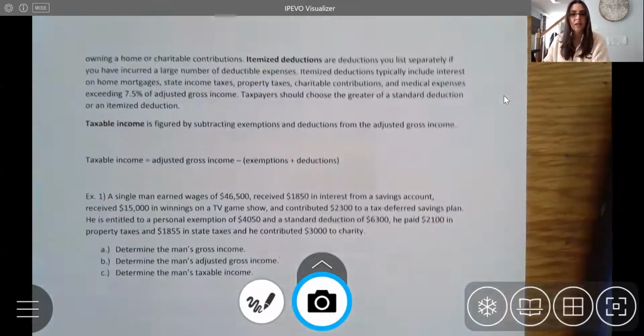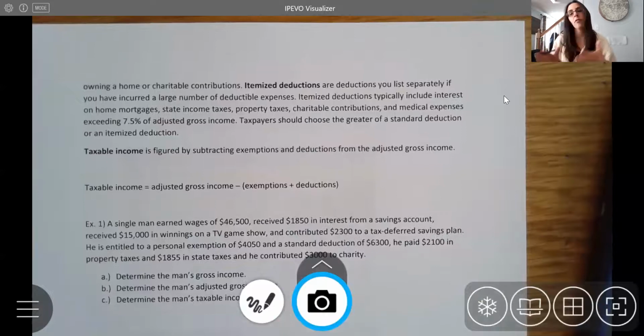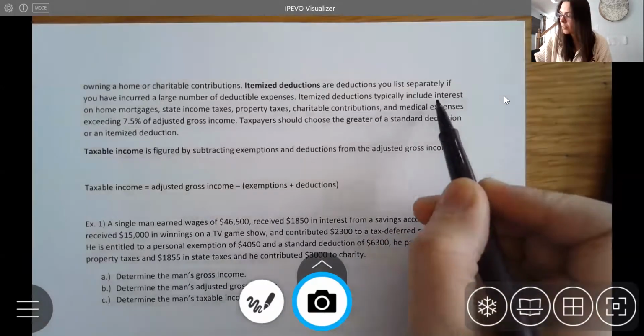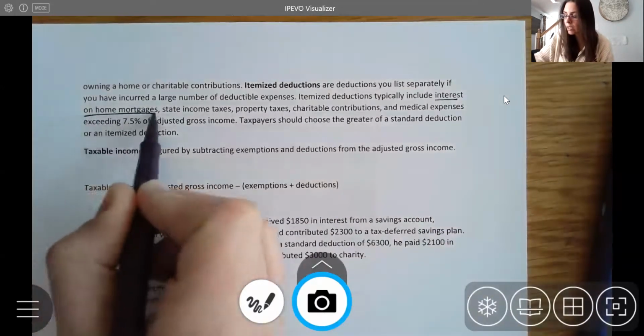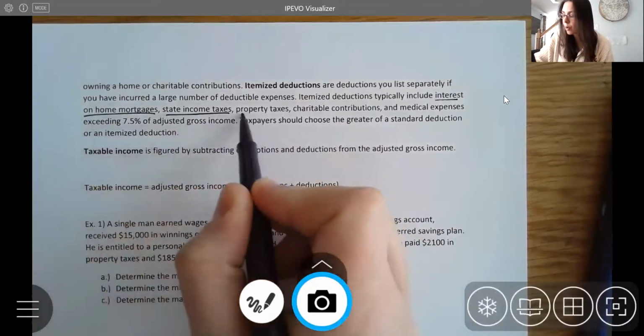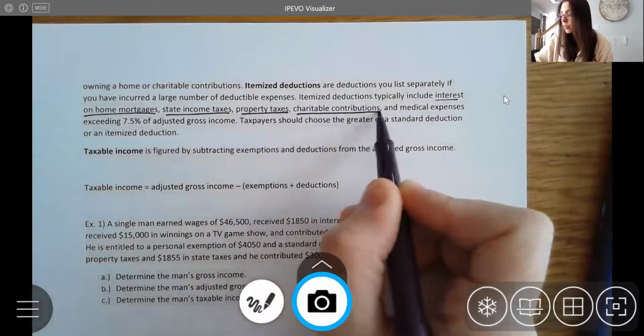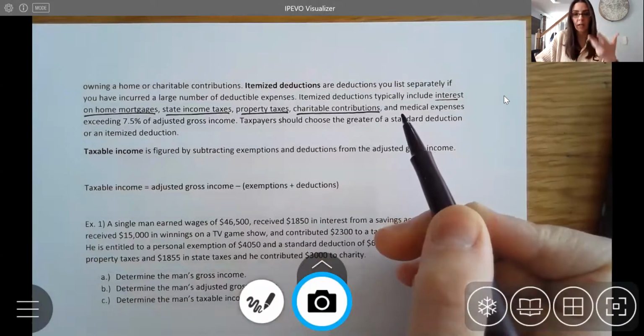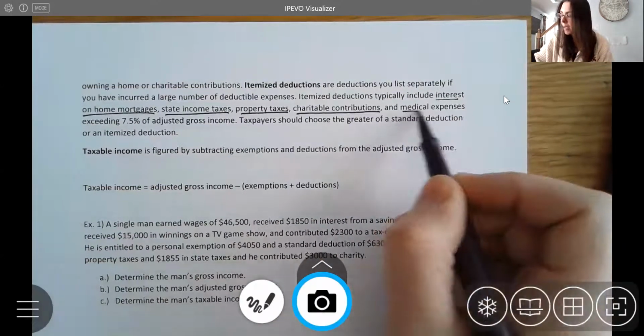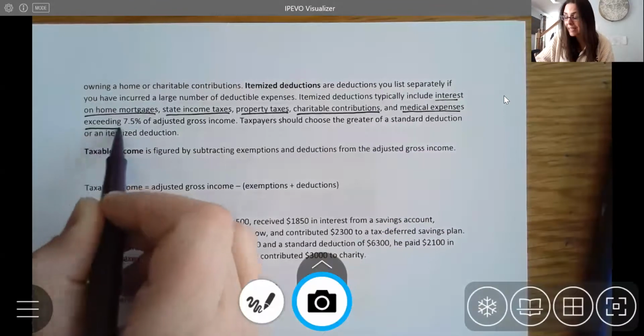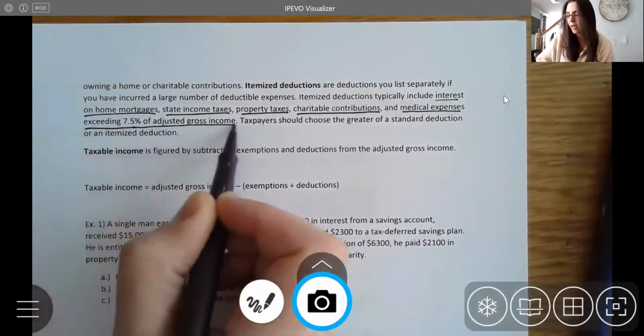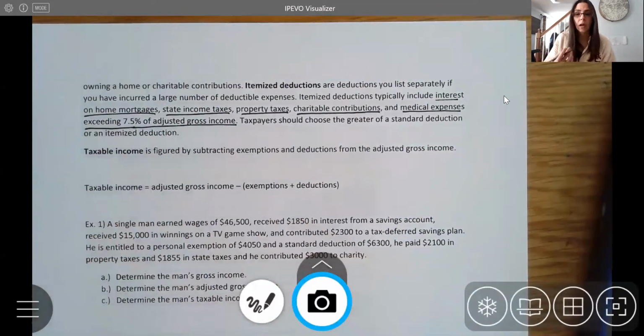These are deductions that you list separately. And again, the government determines what they consider appropriate deductions. Things that are usually accepted are things like interest on home mortgages, state income taxes, property taxes, charitable contributions. So if you're donating money to charity or giving items to charity, and medical expenses exceeding, so over 7.5% of your adjusted gross income. And there are others too. Again, these can vary from year to year, what they decide to accept and what they decide not to accept.